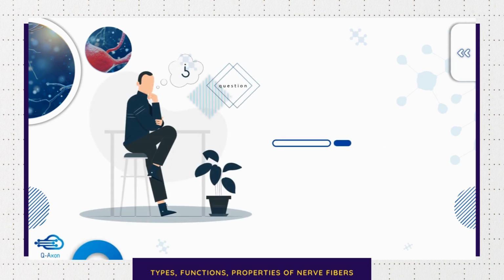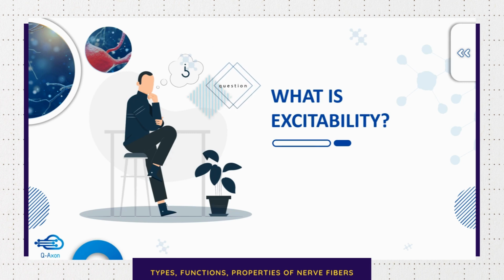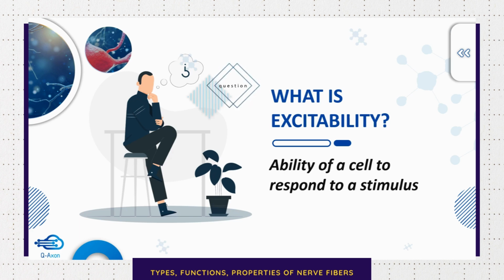Let's now discuss the first property, that is excitability. So what do we mean by excitability? Now this is a property that is unique to living cells. So excitability is the ability of a cell to respond to a stimulus. It is what differentiates a living cell from a non-living object. So in that measure, a neuron is highly excitable.